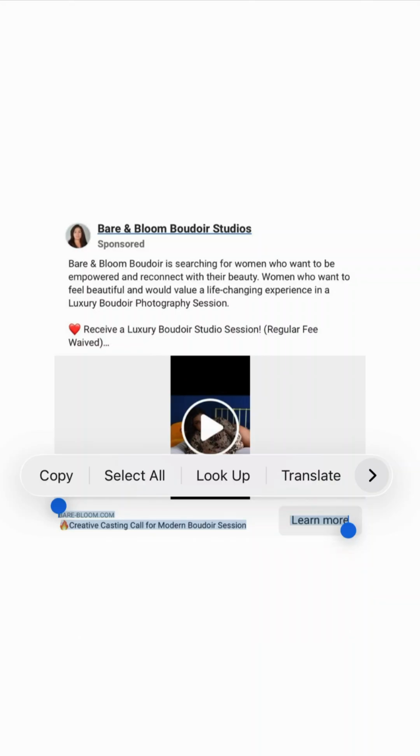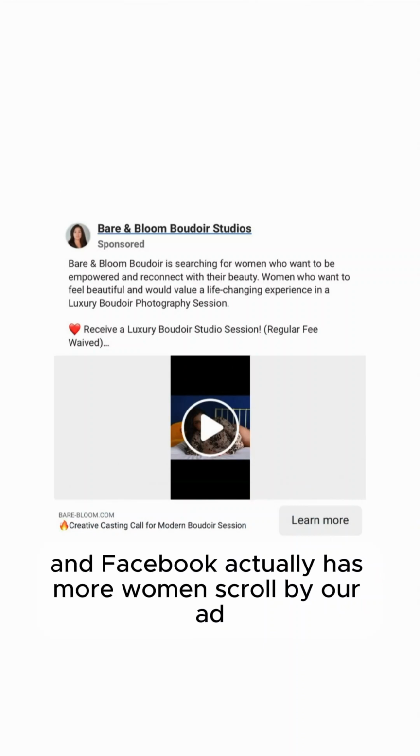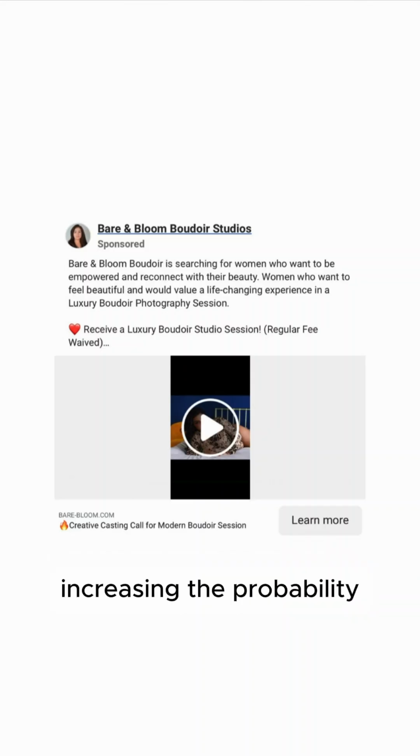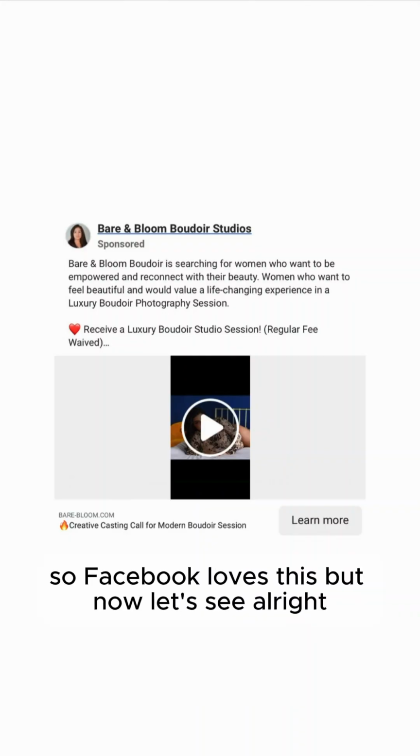And so that's that. Facebook actually has more women scroll by our ad per unit time. Facebook is able to serve more ads per unit time, increasing the amount of money they make per unit time. So Facebook loves this.